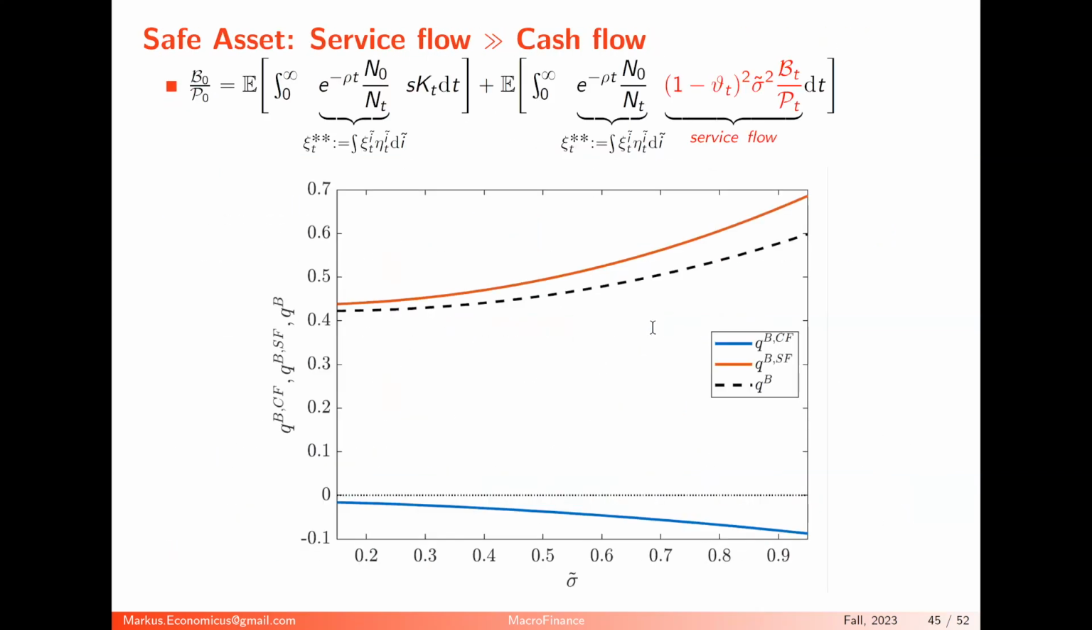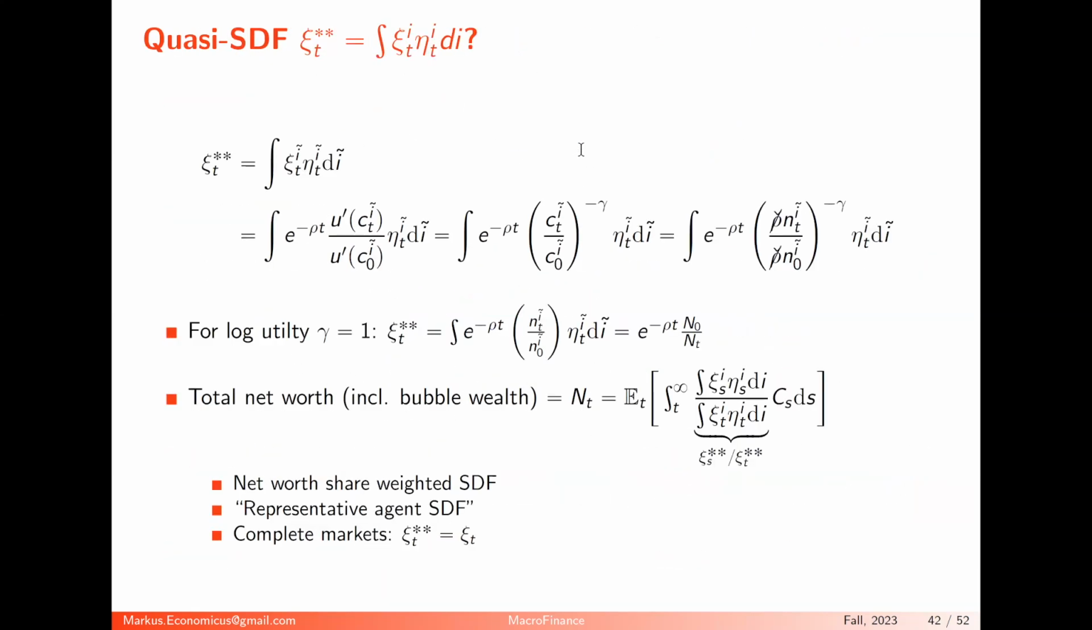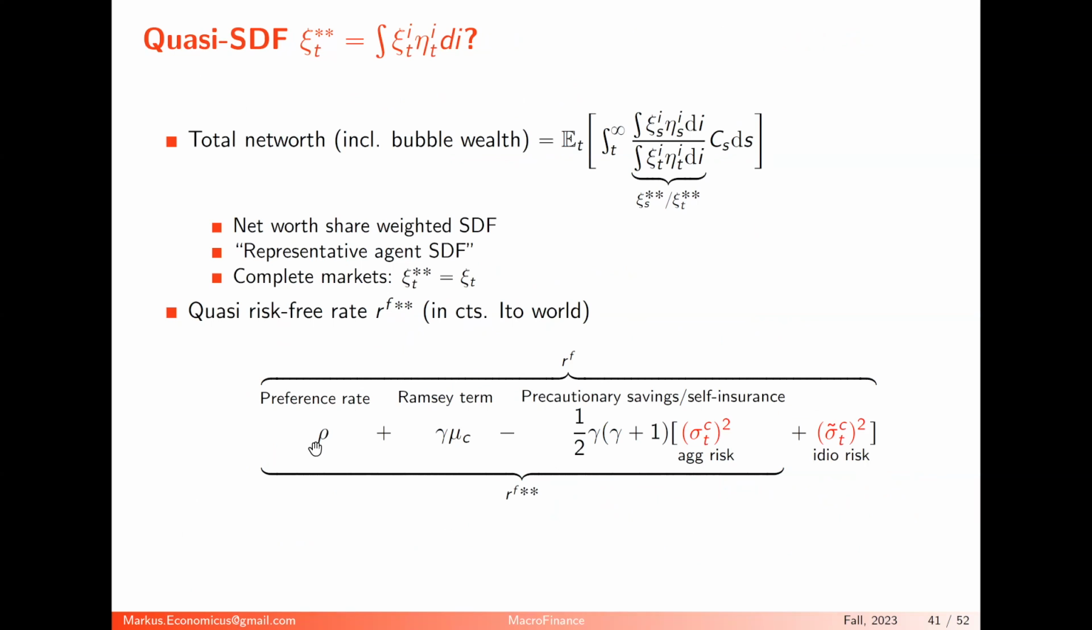Okay, so let me just say this again. The value of the government bonds is just the value of primary surpluses discounted at this C double star, plus the value of the service flow discounted at this C double star. Okay. In this deterministic world, this C double star is just a number. It's just the risk-free rate. And what risk-free rate is it? It is essentially rho plus gamma times the consumption growth rate.